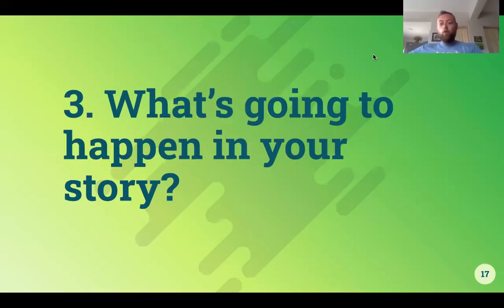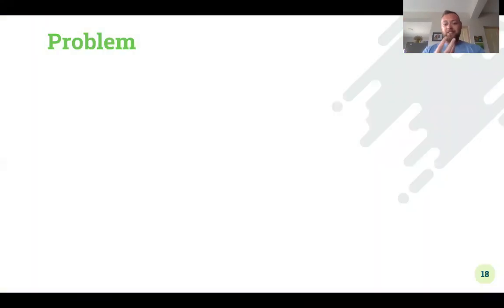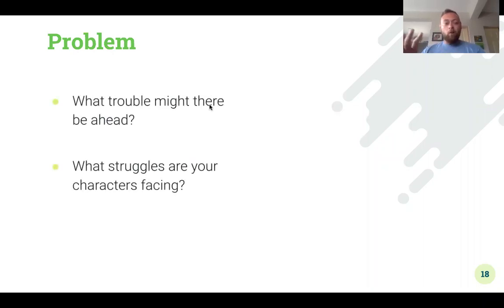Okay, so already, now that we've been planning, we have our setting and we have our characters. So now we need to think about what's going to happen in our story. What's going to happen in our play script when the characters are talking to each other. So the first part is the problem. Okay, and this is the thing that causes a little bit of an issue. So we want to think about what trouble might be ahead. What struggles are the characters facing?